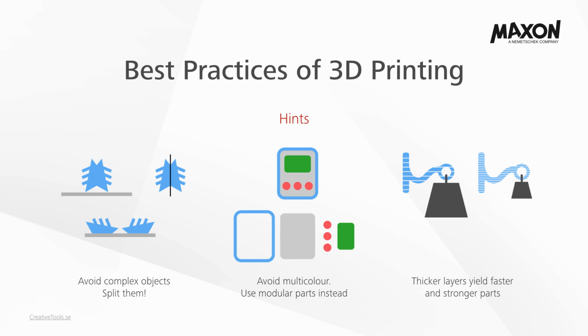The most obvious setting in a slicing software is to adjust the layer height. Thinner layers create objects with smoother surfaces, but they also take much longer to print. My hint to you is to prefer thicker layers, because they will not only create your printed part faster, but also make it much stronger.